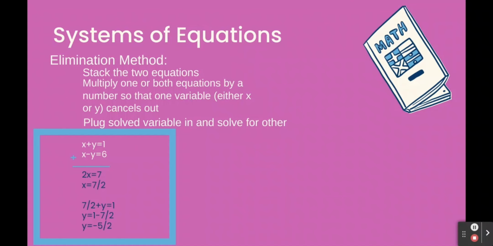And then to solve for the y variable, what you want to do is plug it into one of the two equations. Either one is fine. I use the first one because it's more simple. And you plug in 7 halves plus y equals 1. And then you subtract the 7 halves from both sides, so you can get y on its own side. What you're left with is y equals negative 5 halves, and x equals 7 halves.